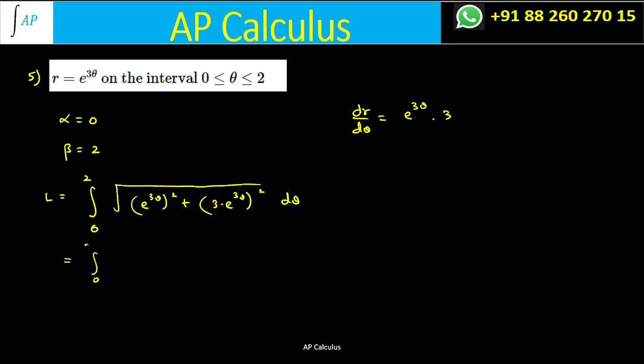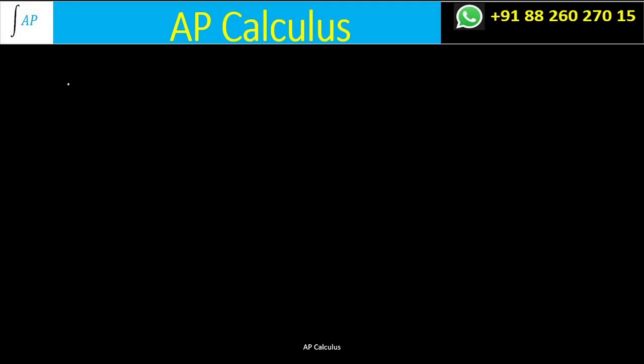Now when you simplify this, e to the power 3 theta whole squared will become e to the power of 6 theta. This will become 9 e to the power of 6 theta. We can add them, these are like terms. So that will become 10 e to the power of 6 theta. So 10 can be taken out of the square root, and the square root of e to the power 6 theta will become e to the power 3 theta. Like we can say square root of 10 can be taken out, and e to the power 6 theta whole to the power of 1 by 2 will become e to the power, exponents get multiplied, so e to the power of 3 theta.